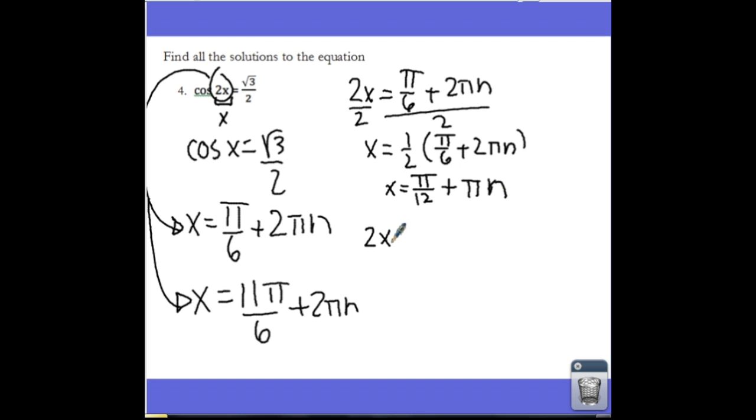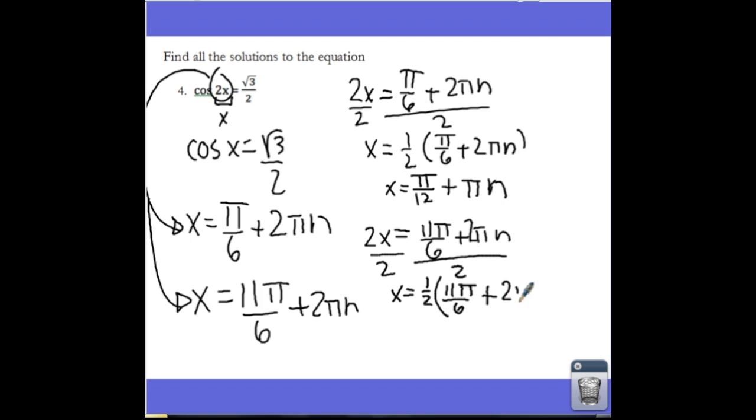And then once again, you'll do it for the second solution. So 2x equals 11 pi over 6 plus 2 pi n. Then we'll divide both sides by 2, leaving us with x equals 1/2 times 11 pi over 6 plus 2 pi n. Then we'll distribute the 1/2 to get x equals 11 pi over 12 plus pi n.